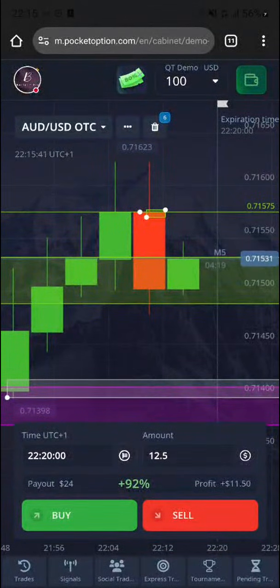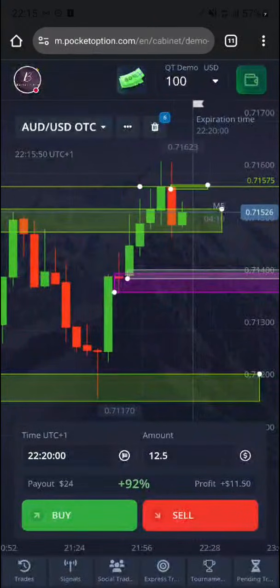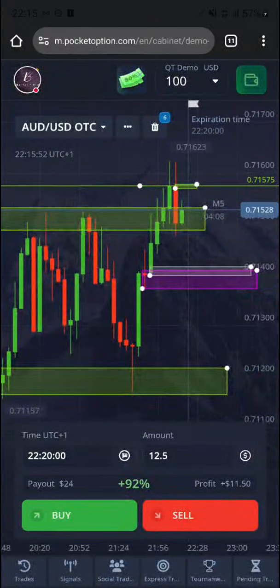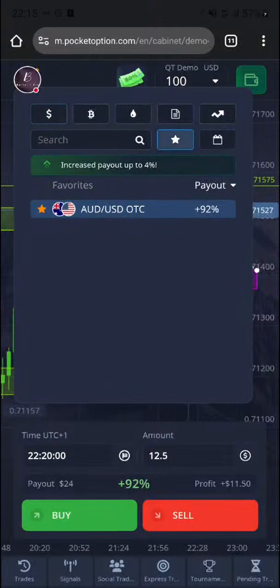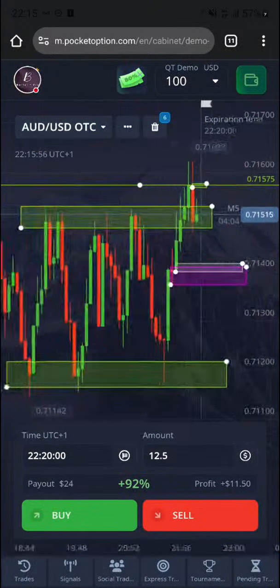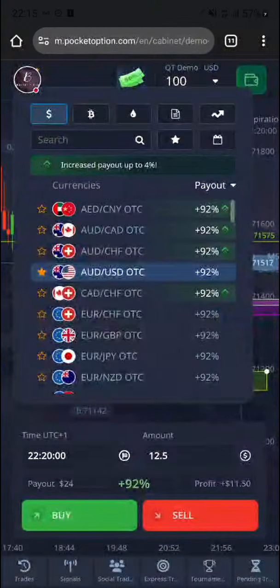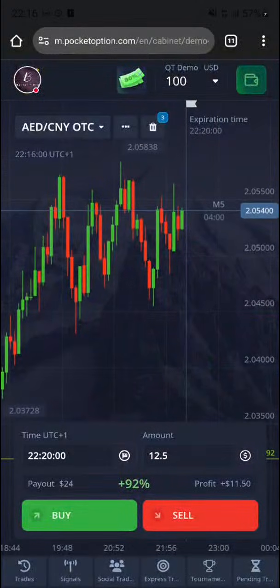Okay, we have a retracement here. I can't remember this entry I marked here, but the entry we're expecting is down here, so I'm going to mark this as a favorite, and I will just leave it for now. Let's check other entries. Let's check other markets.